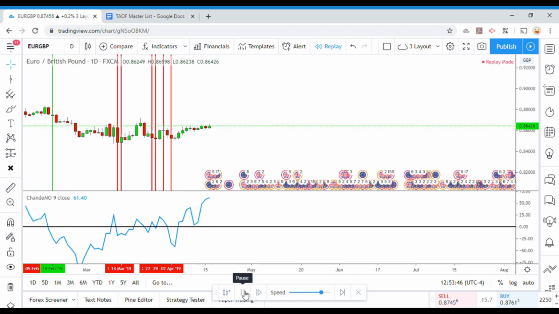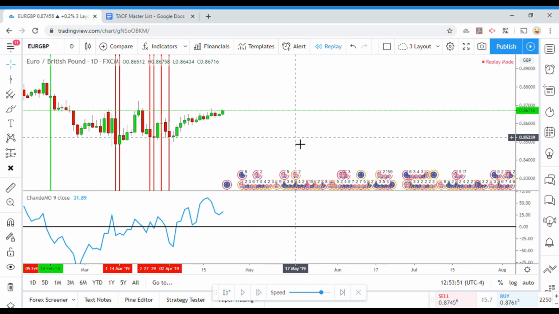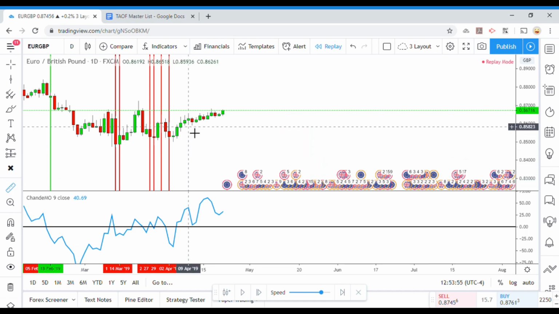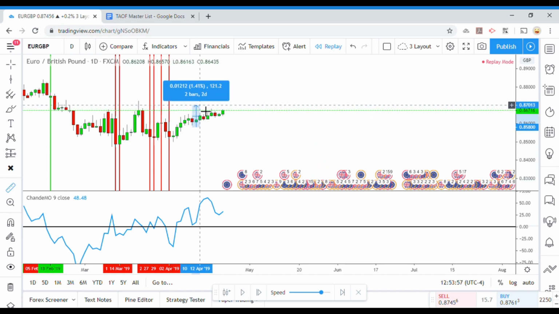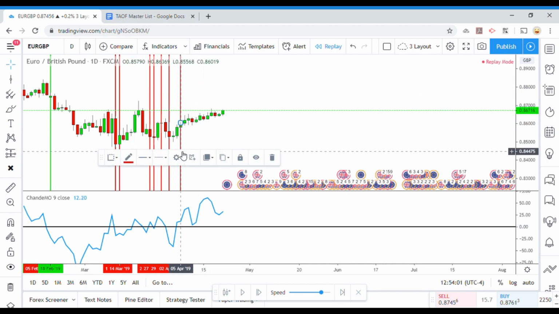See what the long does. Can we get something here? I think we hit the winner on this one. Entry there, on this one. Yes, we got a winner there.